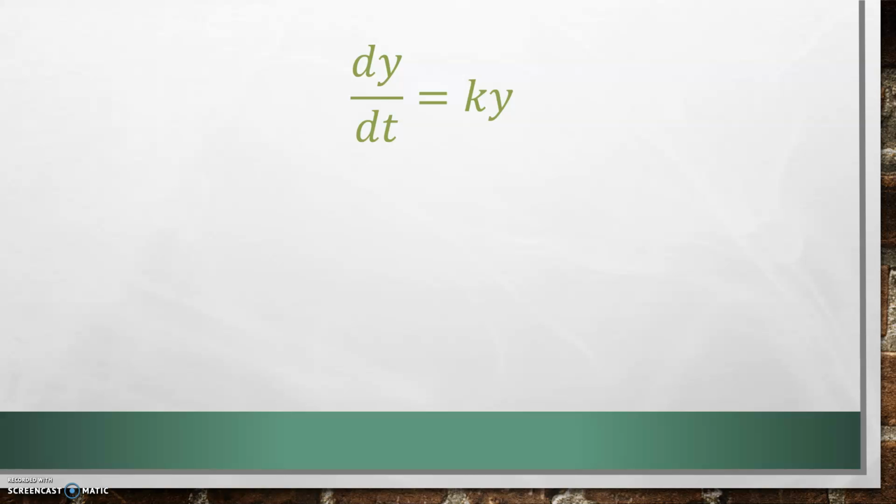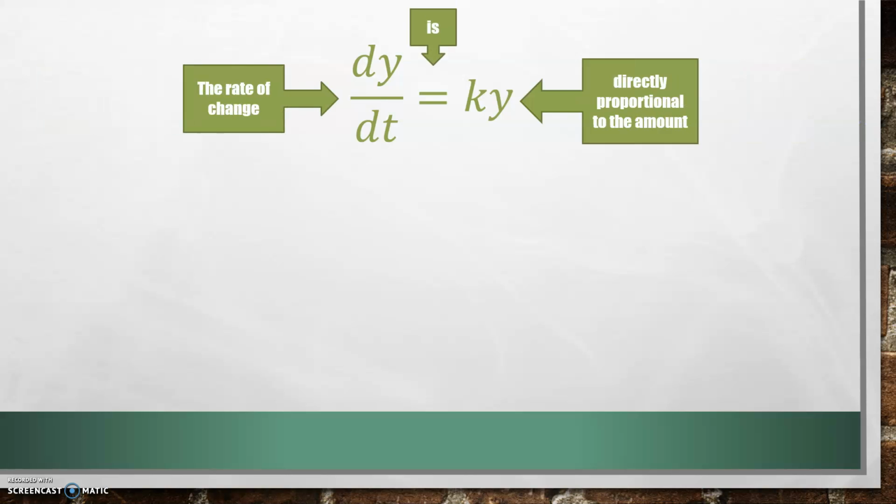So this is that statement as a differential equation. The rate of change of y with respect to time is proportional to the amount. The rate of change is directly proportional to the amount, is what those symbols mean. And if we look at that, we can solve it because it's a differential equation. So we're going to go ahead and do that.